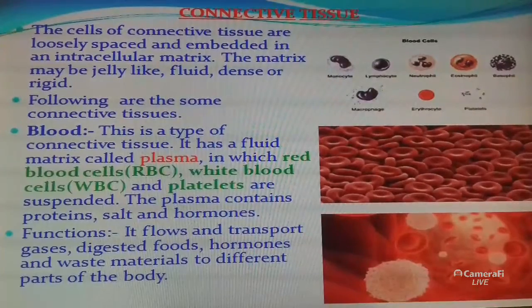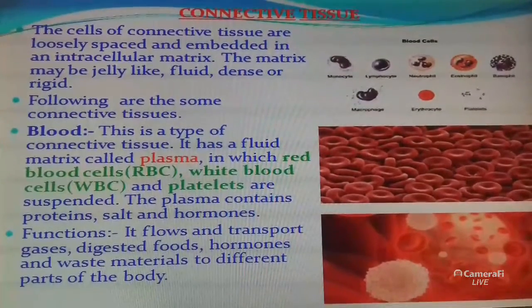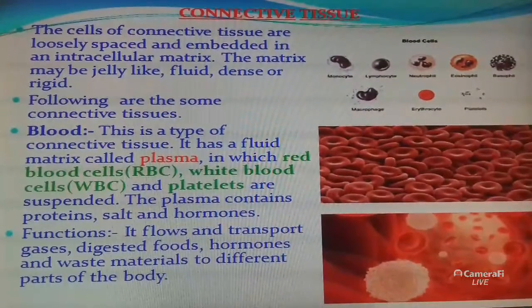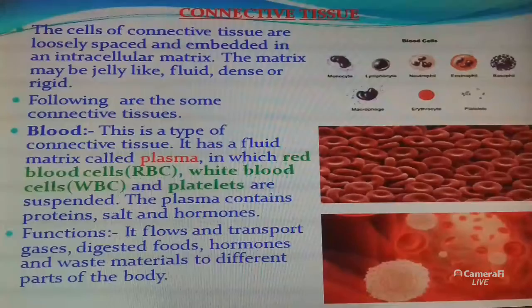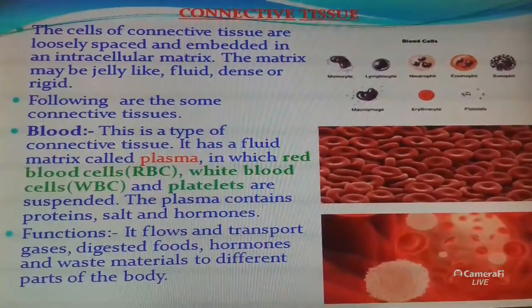There are three types of connective tissue, depending on the nature of matrix, and they vary depending upon the function to be performed. On the basis of the nature of matrix, there are three types: soft matrix, dense matrix and fluid matrix. And matrix generally has protein fiber.